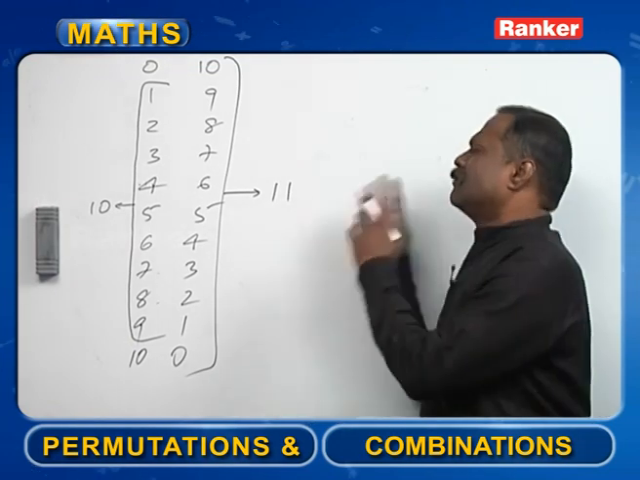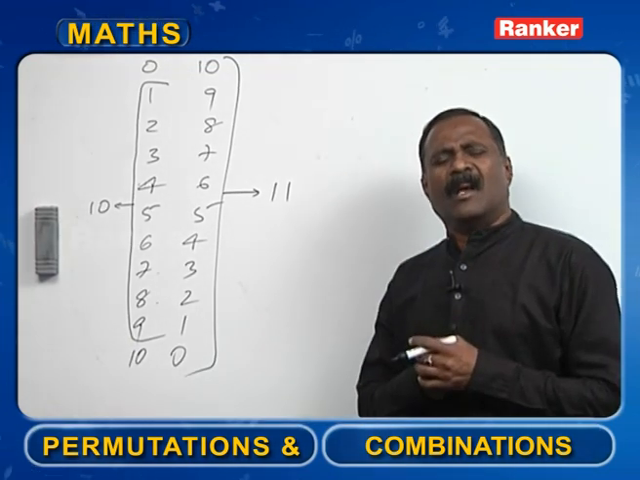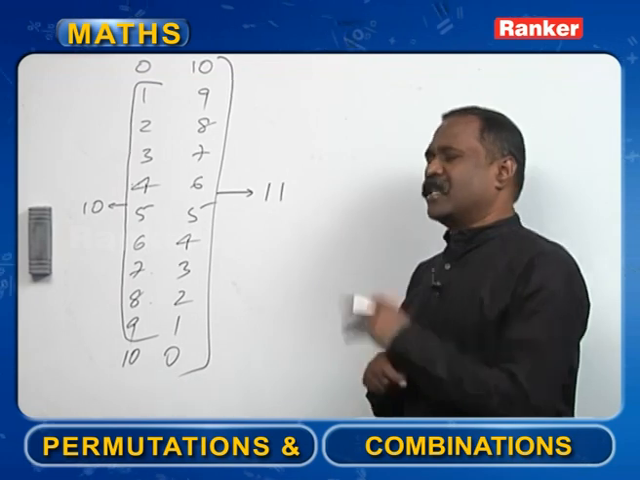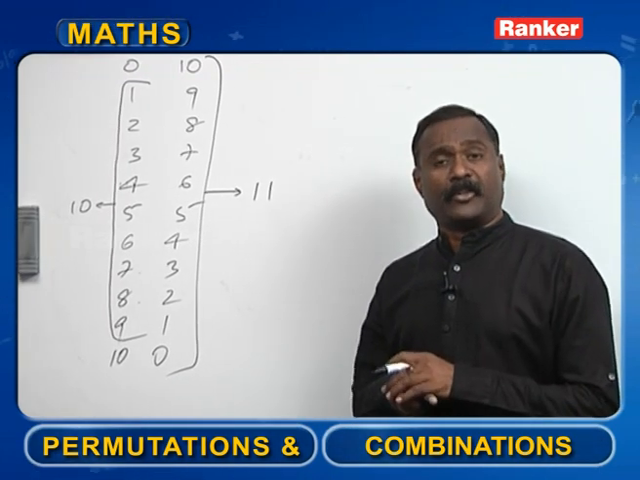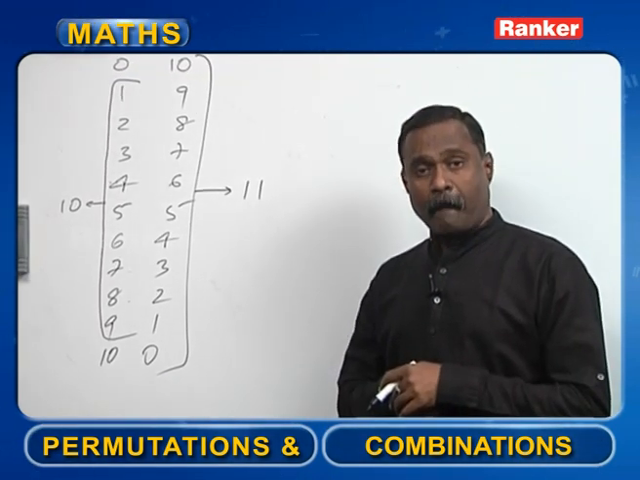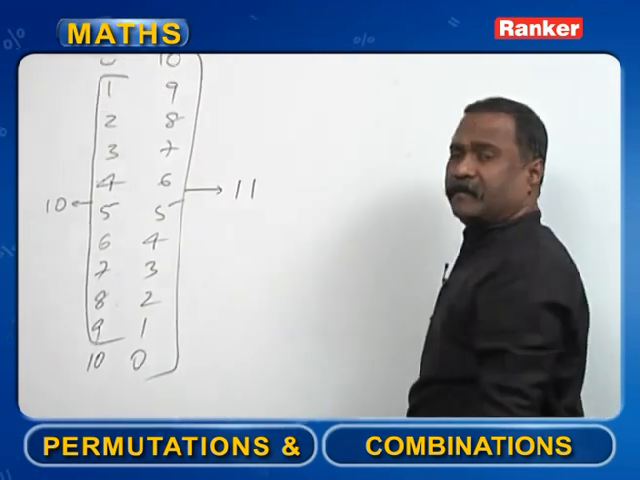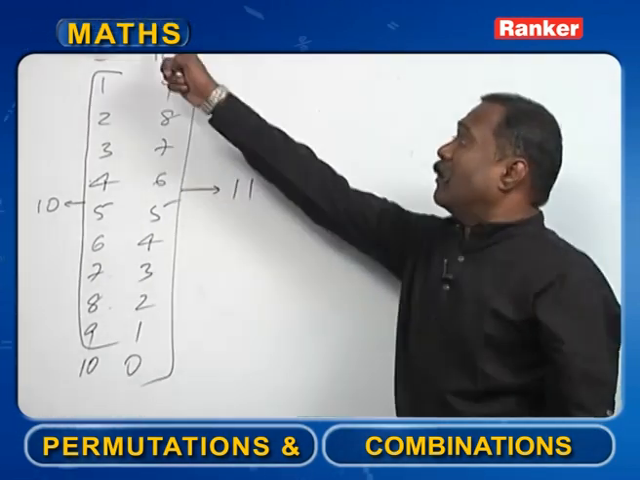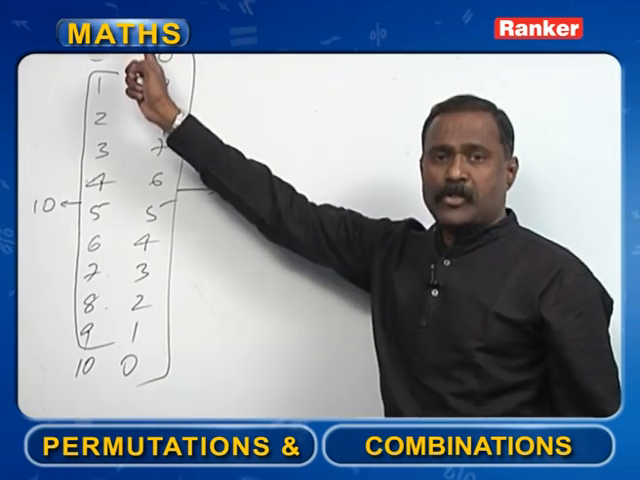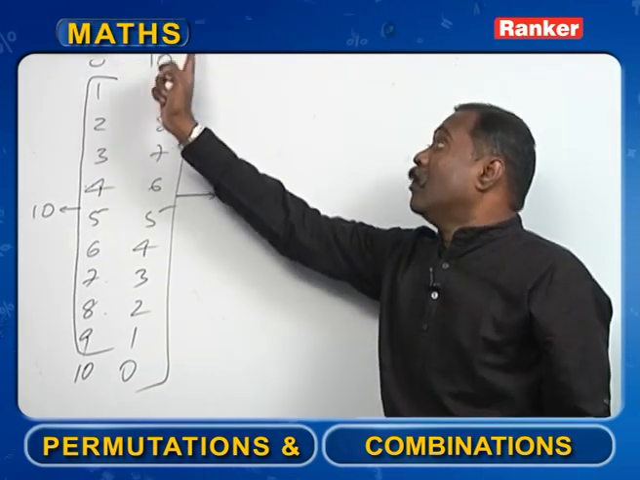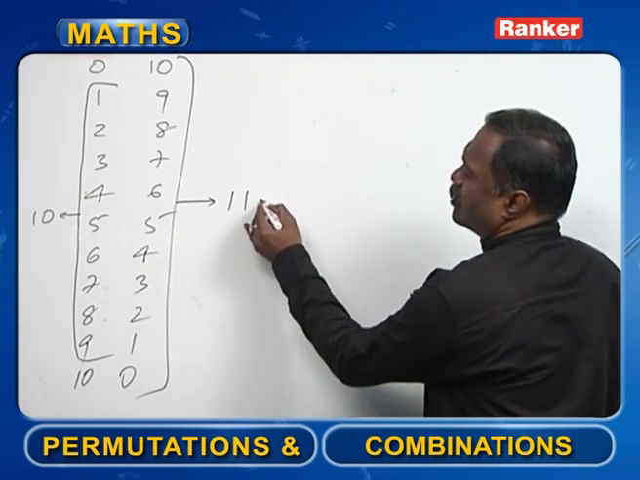Now, this is with all common sense. Everyone can do this, but we need an application in combinations. Then I'll do like this. How many are there here? 10. And how many variables are here? 2. So 10 plus 2 minus 1.